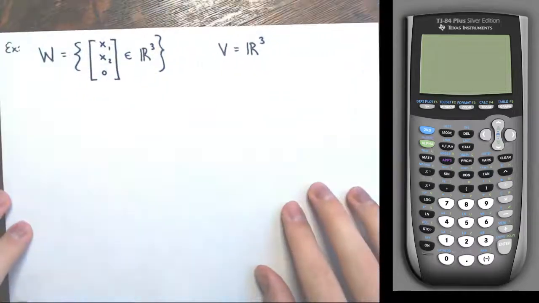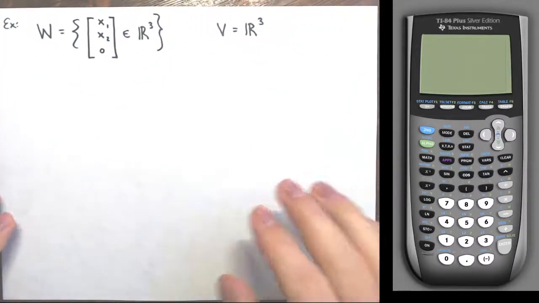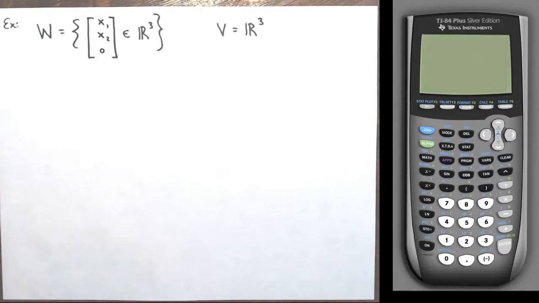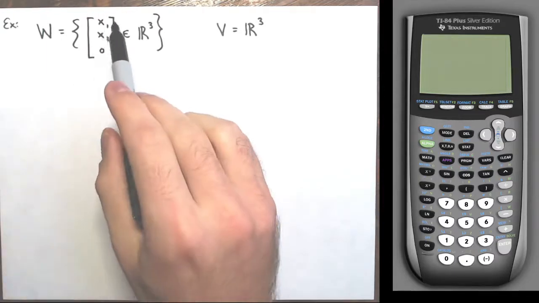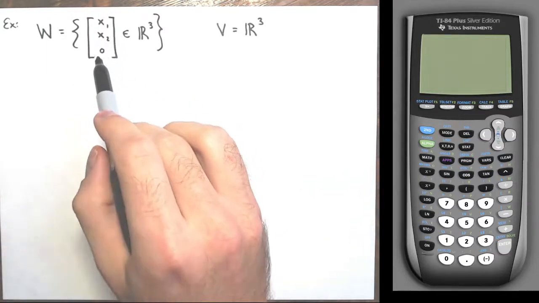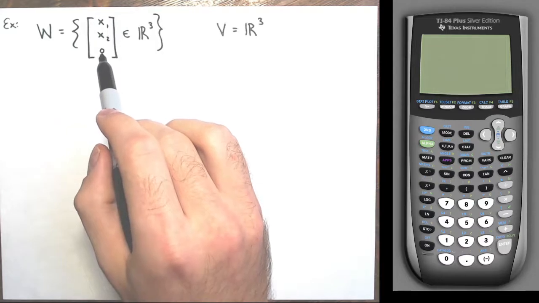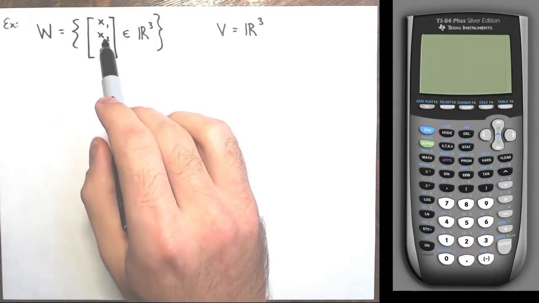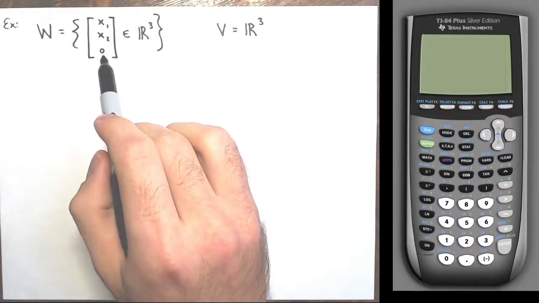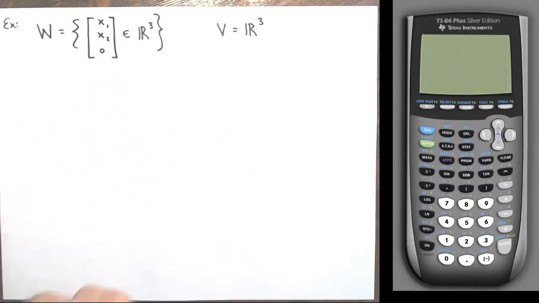All right, here's yet another one. So W equals, and I got a few simpler ones because again I'm not going to really draw pictures, vectors from R3. There's a number x1 for the first component, a number x2 for the second component, and then always 0 for the third component.